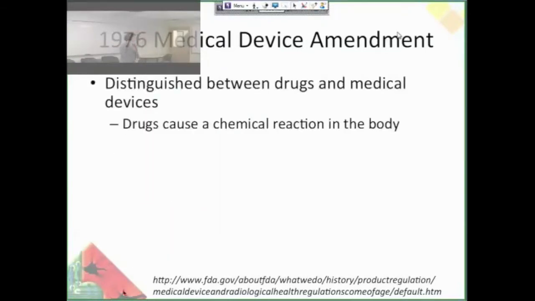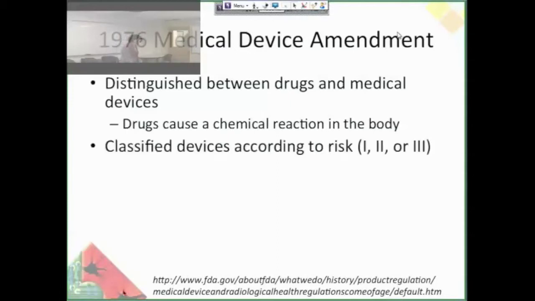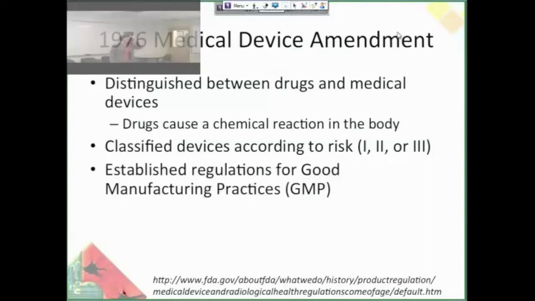So it distinguished between drugs and medical devices, first of all. The way they did that was they said drugs actually cause a chemical reaction in the body. They're metabolized by the body. But devices have a function in the body that is not through chemical action. So they classified the devices that were already available according to risk, with class 1 devices being the lowest risk and class 3 devices being the highest risk. And they established regulations for good manufacturing practices, and also some other safety testing that they had to do in order to be approved by the FDA.